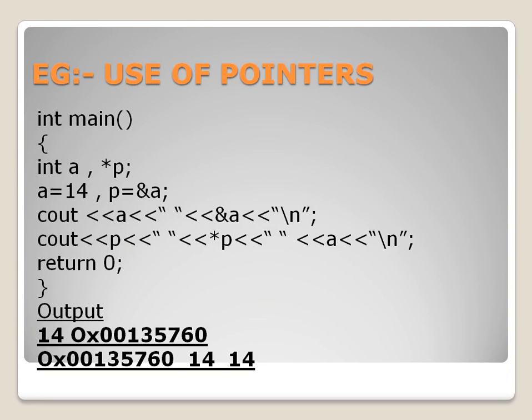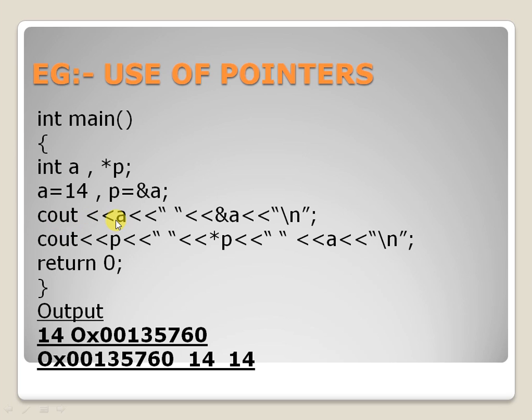Okay, so now let us see how we can use the pointers. We have an integer with the variable name a, and we have also declared p as the pointer, so this is star p as the integer pointer. a is holding some value, that is 14, and p is a pointer and it is holding the memory address. Since a pointer holds the memory address, it is declared with p equals ampersand of a, right?